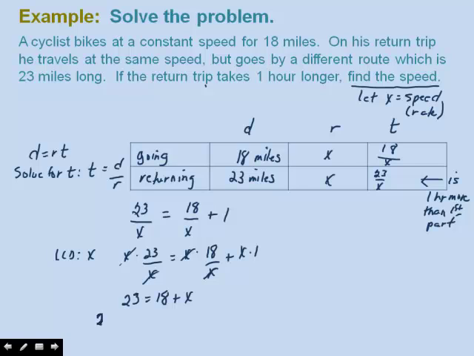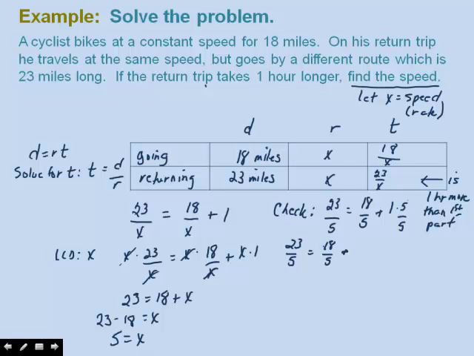Then if we subtract 18 from both sides, we end up with x is equal to 5. Let's check this in our original equation. So we would have 23 over 5 is equal to 18 over 5 plus 1. On this right side, if we wanted to add these two together, we could rewrite the 1 so that it had a denominator of 5. So we would multiply it by 5 over 5.